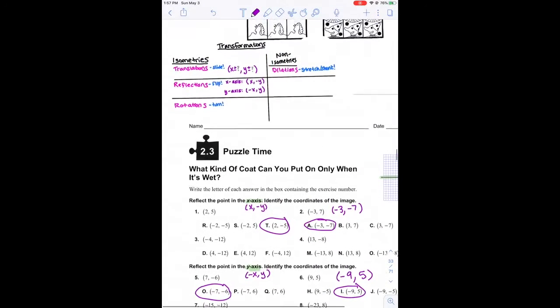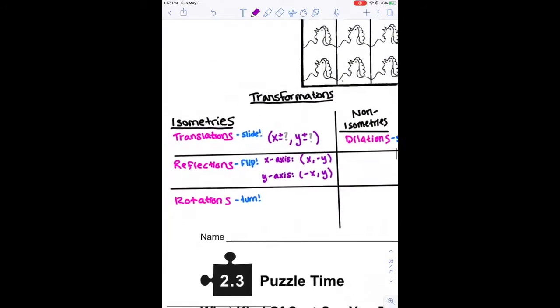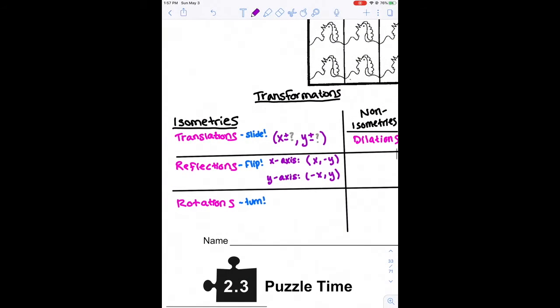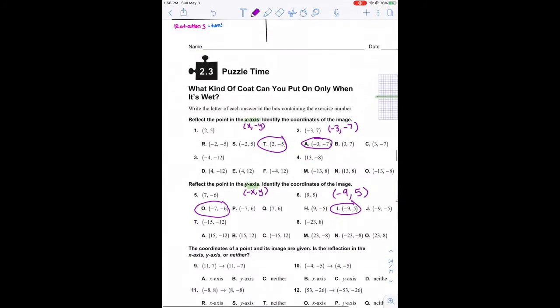So let's look at the rule that I wrote up here. All I've done is I've written exactly what I just showed you. In the reflections box in purple, you could see for x-axis, you keep the x the same, take the opposite of y. For y-axis, you take the opposite of x, but y stays the same. So it matches. If it's the x-axis, x is locked in. If it's the y-axis, y is locked in. The other one becomes the opposite.